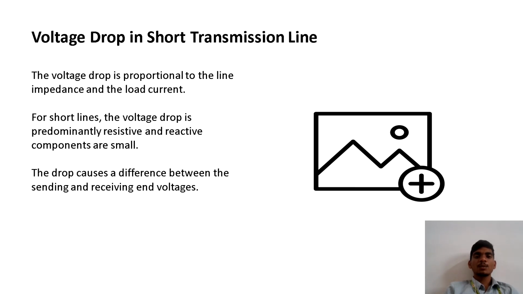Voltage drop in short transmission lines. The voltage drop is proportional to the line impedance and the load current. For short lines, the voltage drop is predominantly resistive and reactive components are small. The drop causes a difference between the sending and receiving end voltages.